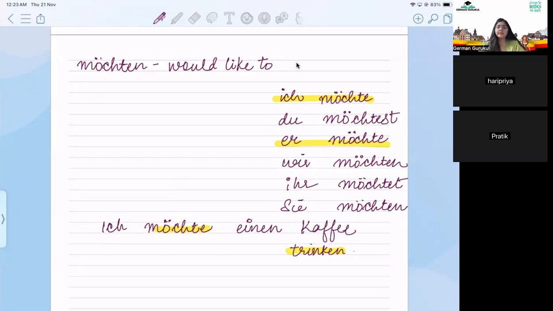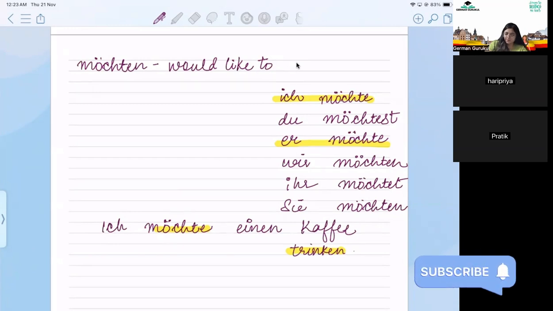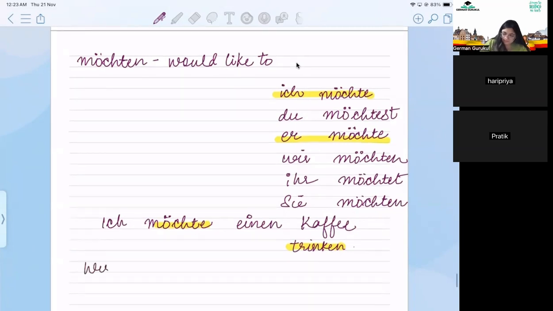If you want to make a sentence like we would like to go to the cinema today, then wir möchten zum, das Kino, wir möchten ins Kino gehen. Wir möchten heute ins Kino gehen. Ja, wir möchten heute ins Kino gehen.